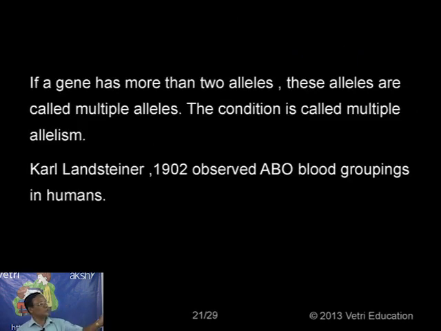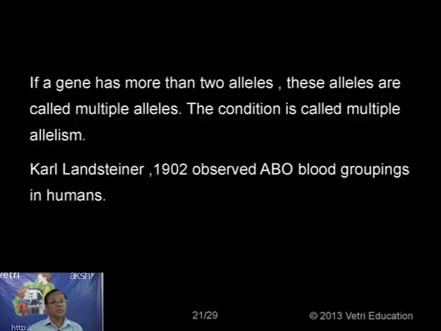Now, if a gene has more than two alleles, these alleles are called multiple alleles. The example is the ABO blood group. It was first described by Landsteiner in 1902. He was the first person to identify the blood groups, but his identification was based on biochemical analysis, on the presence or absence of two antigens, A and B. So he classified the blood groups biochemically, not genetically. Landsteiner proposed the ABO blood system. We have four types of blood groups: A, B, AB and O.